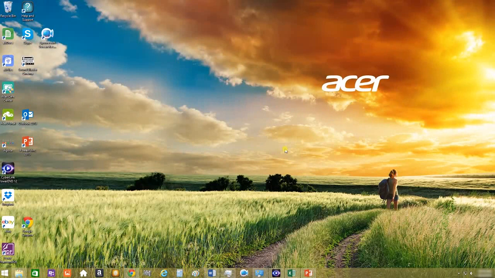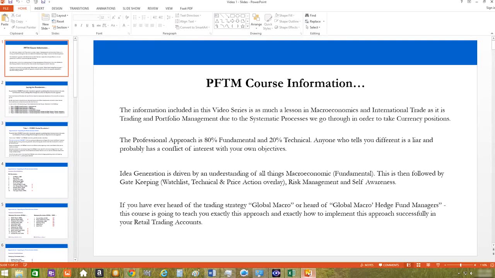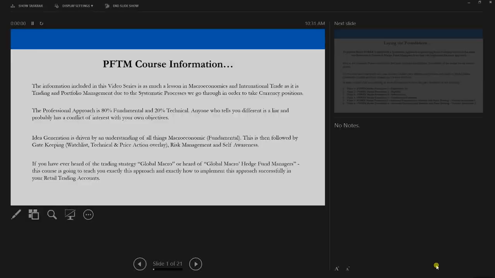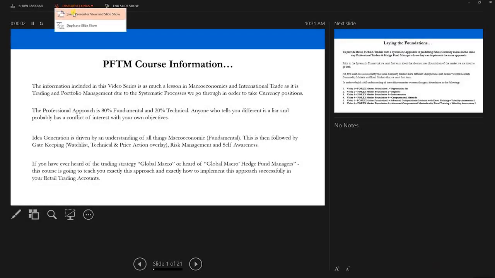Okay, so welcome to the computer screen. The first thing we're going to do is take a look at the overall structure of the PFTM course itself. This is just to give you an idea of where we're beginning and where we're going with this. So let's maximize the presentation onto the screen.